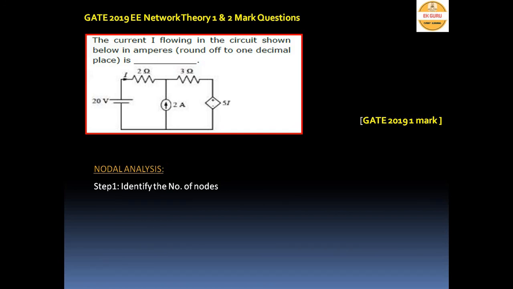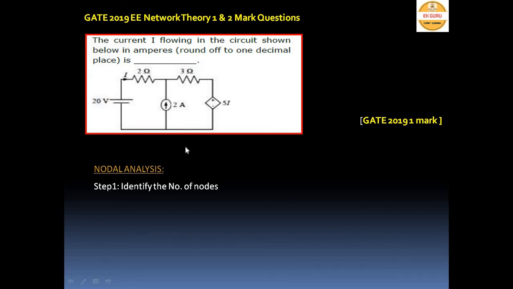Step 1. First we have to identify the number of nodes in a given circuit. For this circuit, the number of nodes is 2. First, what is meant by a node? A node is a junction where 2 or more elements meet together. So here it is one node, where 3 elements meet together. And this is another node. Here also one voltage source, another voltage source, and this current source meet together. So here 2 nodes are there.